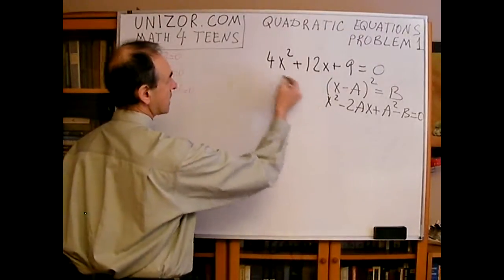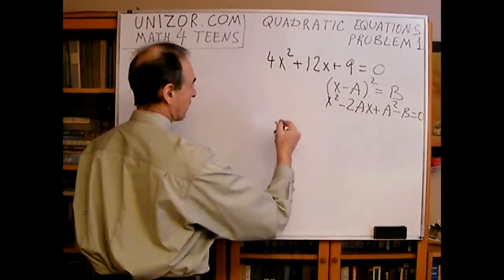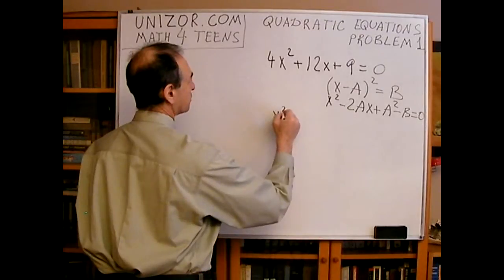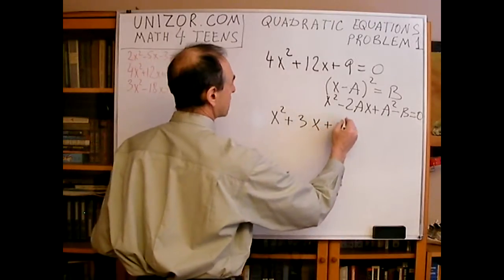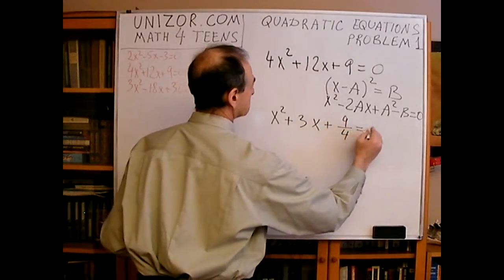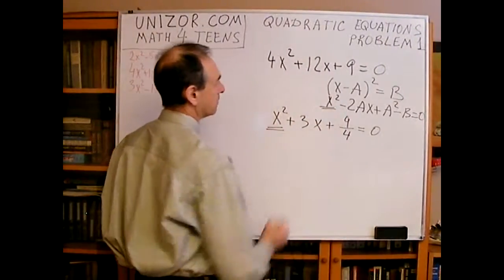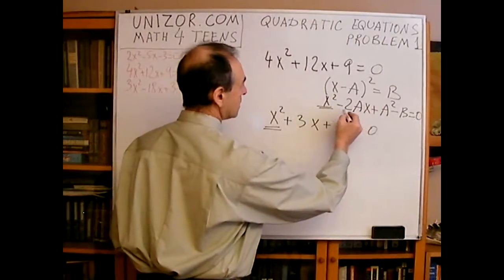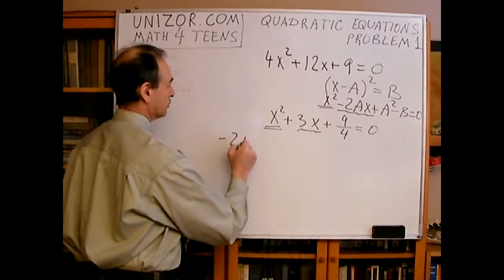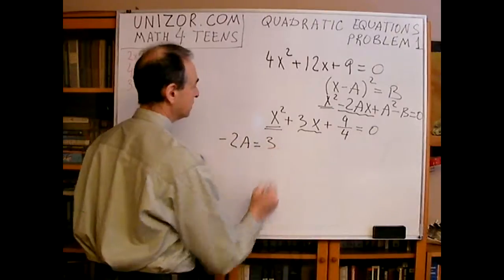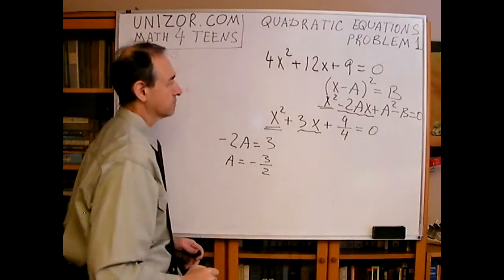And now 4 actually stands in the way, so I have to divide the whole equation by 4, which is an invariant transformation, no problems with that. And that would be x squared plus 12 over 4, that's 3x, plus 9/4. So, my x squared matches this one. So, what should be my a? If minus 2a is equal to 3, so my a is equal to minus 3 over 2, right?